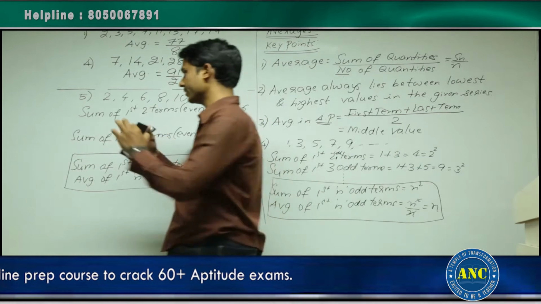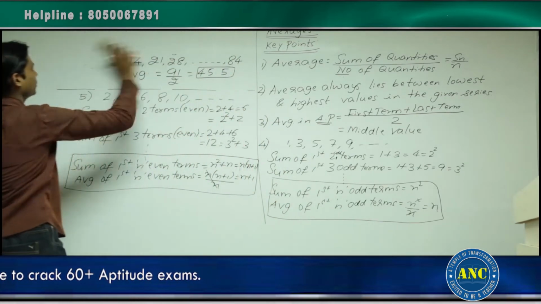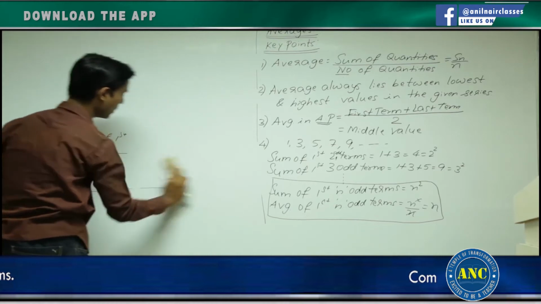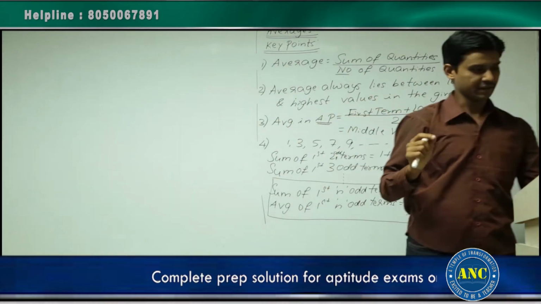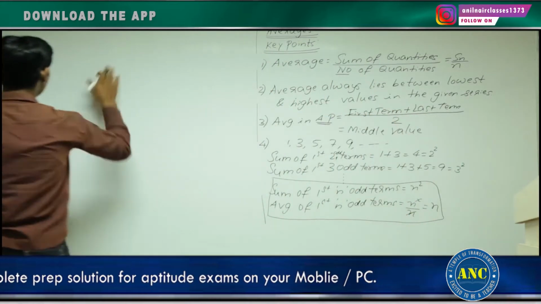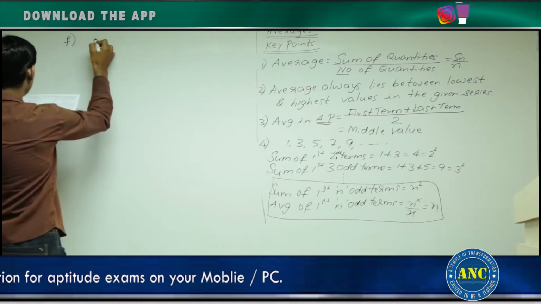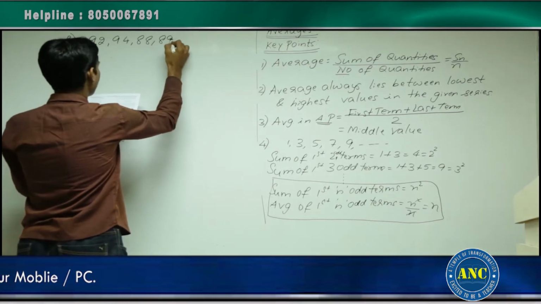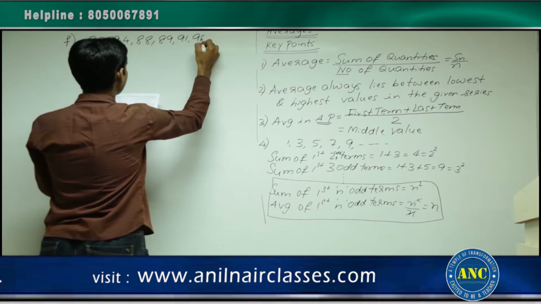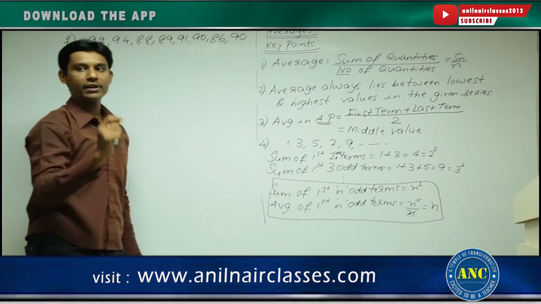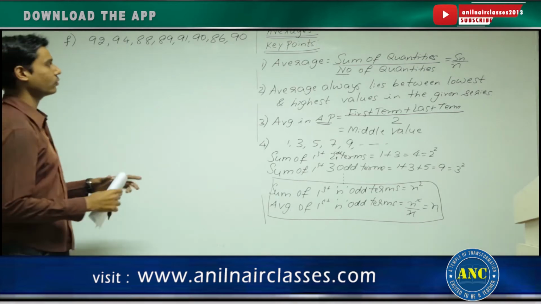Clear, right? Please see here. 6th question. Listen to the 6th question. You will learn a new concept in this 6th question. Question number 6. That is, I am referring to question number F in first question. See here. The series given is 92, 94, 88, 89, 91, 90, 86, 90. I need to find the average of this series.